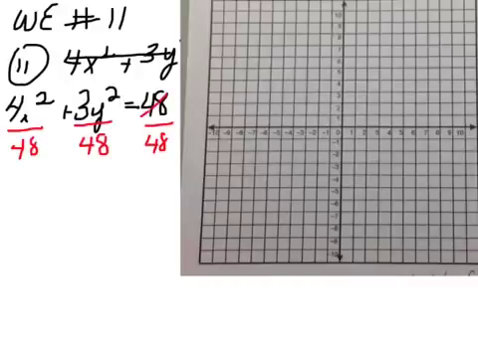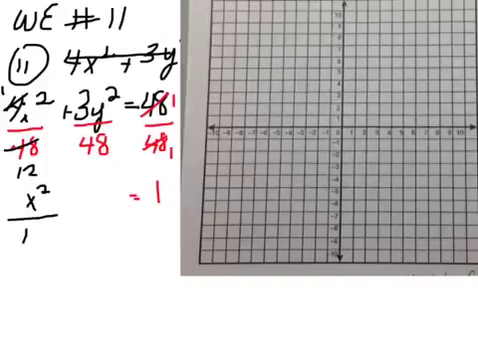Okay, so now 48 goes into 48 once. I've got 1 over 1, which is 1 now. That's what I needed. But what about the left-hand side? Well, 4 goes into 4 once, and 4 goes into 48 12 times. So now I have x squared over 12. It's starting to clean up a little bit, isn't it? 3 goes into 3 once, and 3 goes into 48 16 times. So I have y squared over 16.